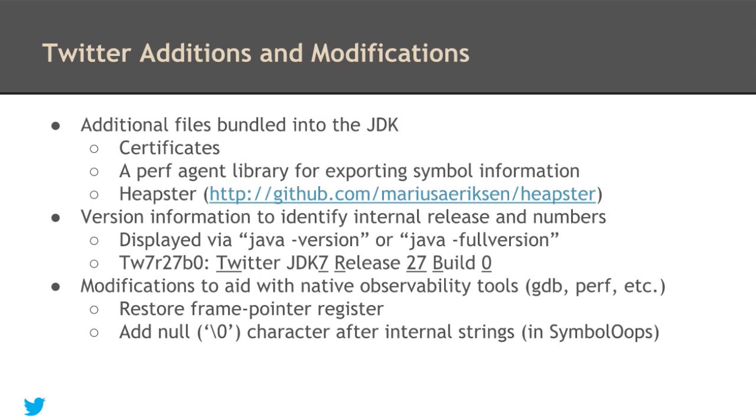All right. So additional files. We have certificates. We have a perf agent that we've made modifications to. There's a tool called Heapster that we include as well. We've changed our version strings just to be able to match how we are going to release. And we made some modifications to aid in observability tools in GDB and perf. One example is restoring the frame pointer register. And we've added a null character for internal strings for symbol ops.